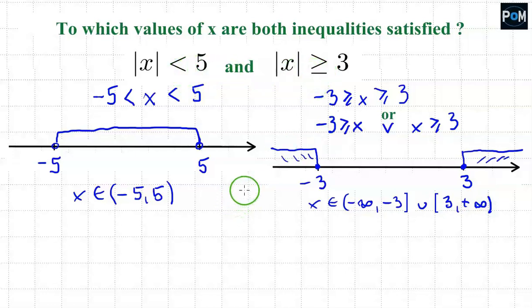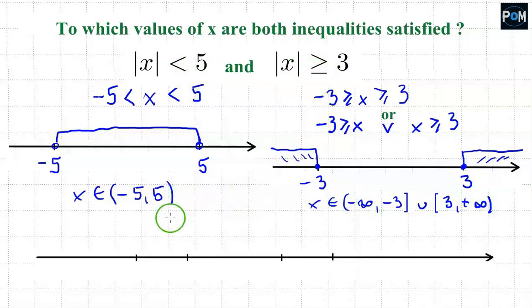We need to draw everything on one picture. On the number line, we mark all the numbers, all 4 numbers that appeared here, starting from -5. Then it's -3, next is 3, and then 5. These are the 4 numbers.